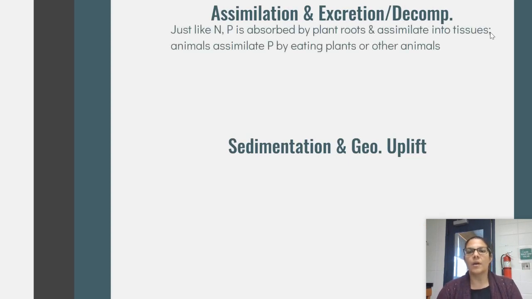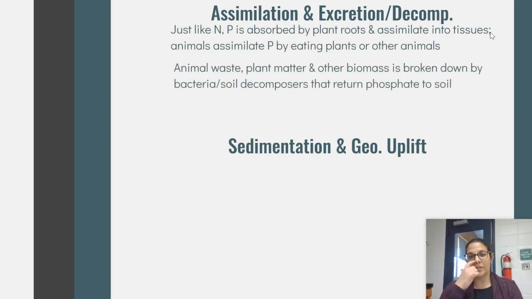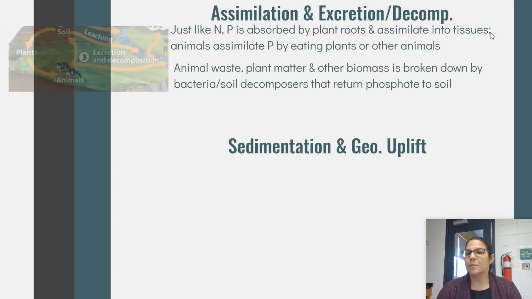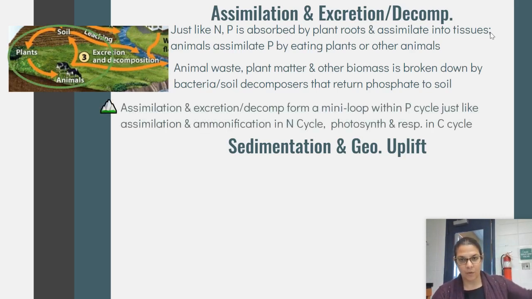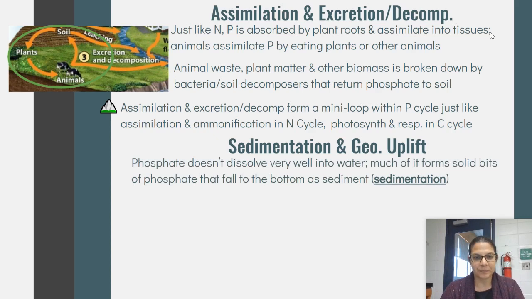All right. So just like nitrogen, phosphorus is absorbed by the plant roots, it assimilates into tissues. Animal waste, plant matter, and other biomass is broken down by bacterial soil decomposers, and that returns the phosphate to the soil. Okay, so this is like a mini loop within the phosphorus cycle, just like in the nitrogen cycle, and respiration and photosynthesis in the carbon cycle, like mini cycles within cycles.